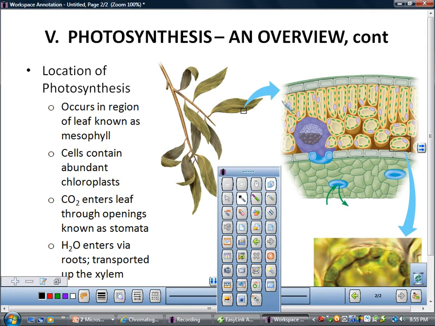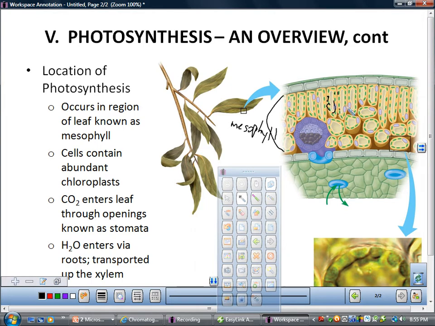Here's a little picture of a leaf, and this middle section right in here is called mesophyll. Let's see if I can write using this pen. Meso-phyll, which is that middle portion of the leaf, and you can see all the green chloroplasts located in here. These cells have lots of them, so this is the area where photosynthesis takes place.